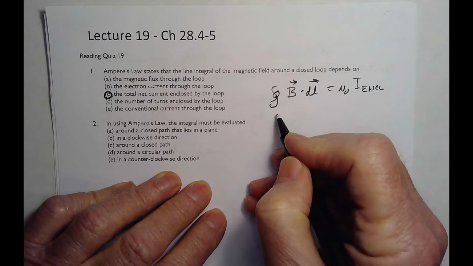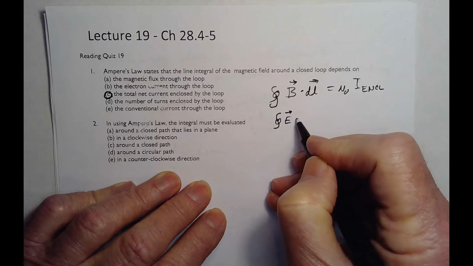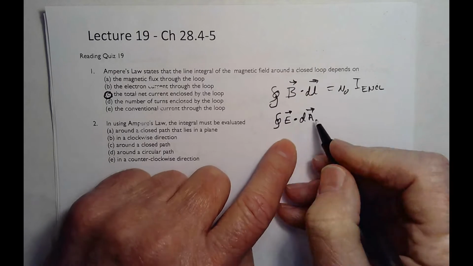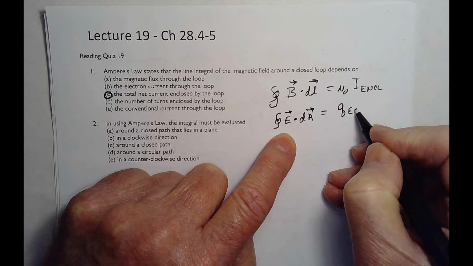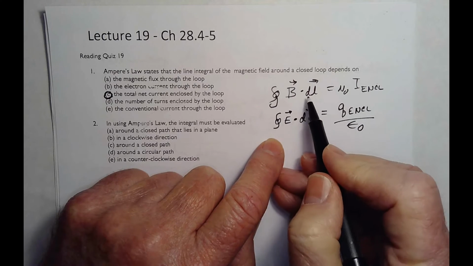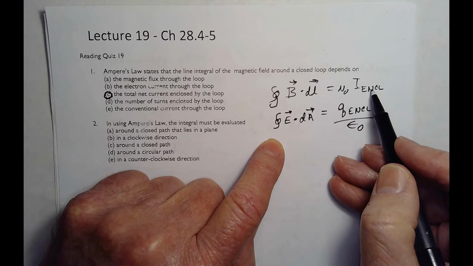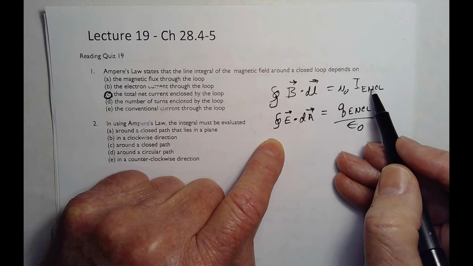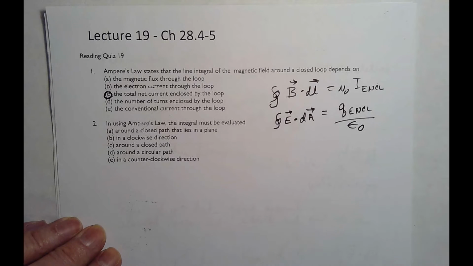Okay. That looks just like Gauss's law for a surface integral of E dot dA. A surface integral of E dot dA is Q enclosed over epsilon 0. So there's a closed line integral here, and a closed surface integral here. It's the charge enclosed in the volume, and the current enclosed in that loop. Okay, we'll come back to that more in the lecture.